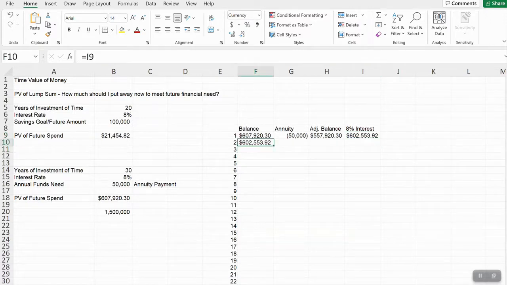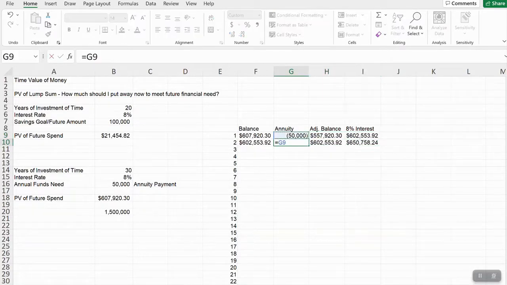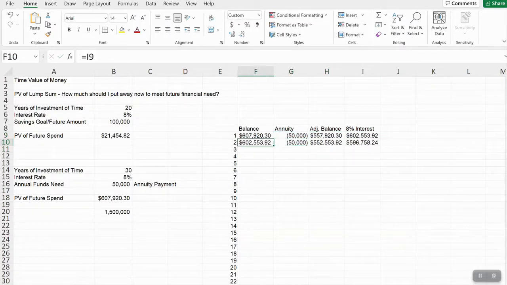So let's copy that down. So my 602, my new balance, I'm going to make that equal last year. And then I'm going to go ahead and copy my formulas down for year 2. Oops, I'll go ahead and make this equal 50. So again, I have 602, which I equaled my ending balance from before, 50,000 payment. My adjusted balance is the difference between the two. And then when I grow my interest, I'm at 596.